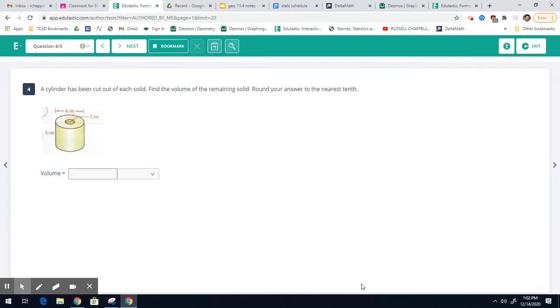Okay, next problem here says a cylinder has been cut out of each solid. Find the volume of the remaining solid. Round your answer to the nearest tenth. So when you see the words cut and remaining, you should be thinking of subtraction, right?